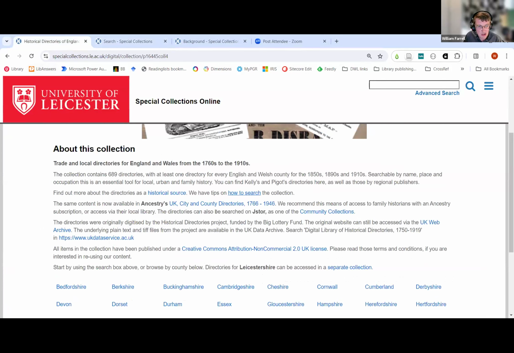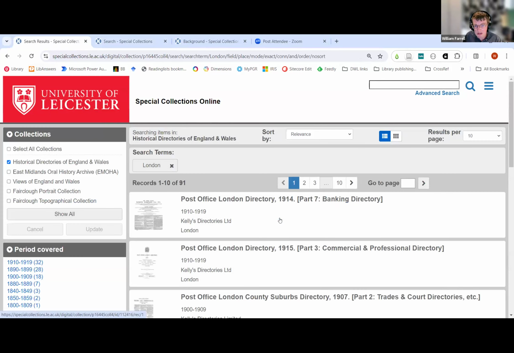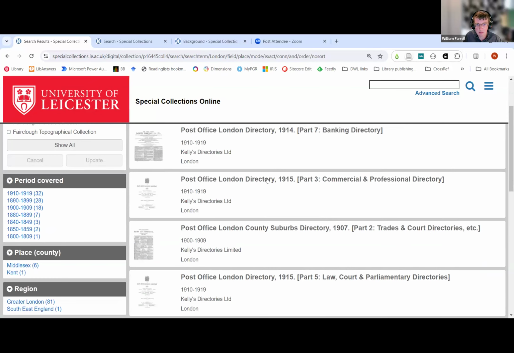If you want to concentrate on a particular area, we have all the counties listed here at the bottom. If you click on London, for example, all the London directories that we have should appear as a list now.